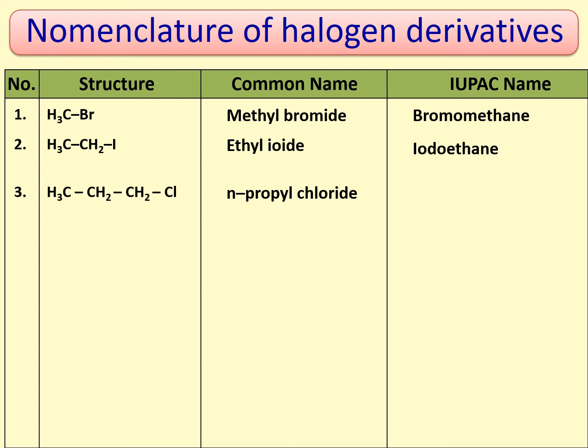While writing the IUPAC name, we will have to number the carbon chain. The numbering is done from that end which is nearest to the functional group. So the IUPAC name of the compound is 1-chloropropane.